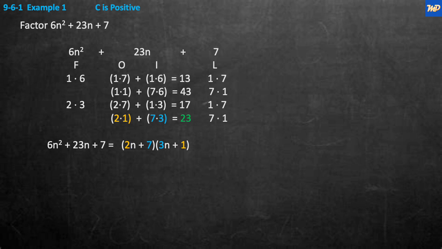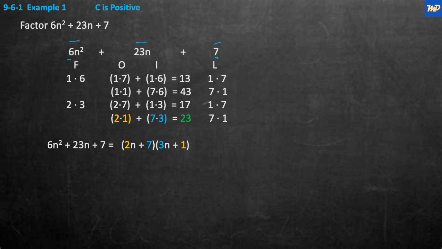What we're going to do is write out the problem: the squared term, then the middle term, and then the last term. We have the F, O, I, and L, which I find to be helpful. This is your first and your last. So this is the 6 for the first. The 6 is the coefficient of the first term, and the 7 is the number we're going to use in the last term.